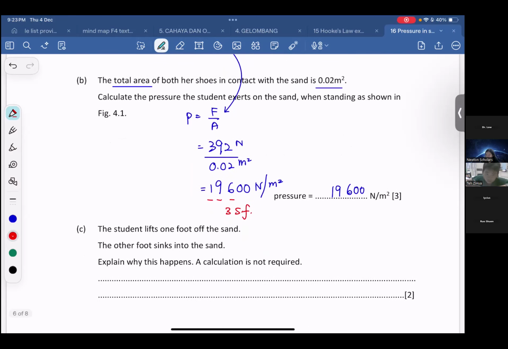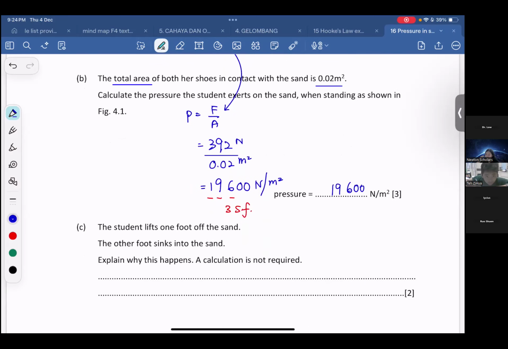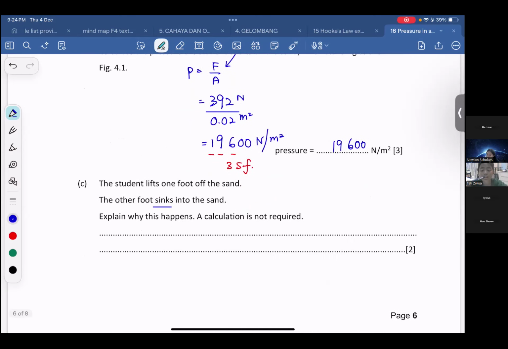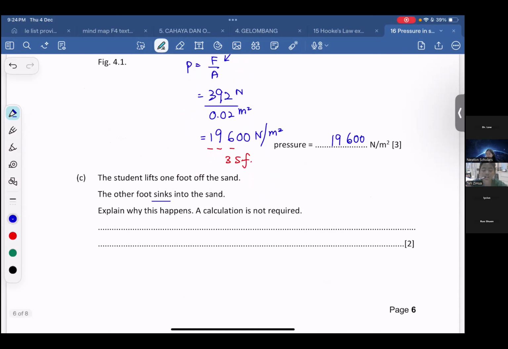Okay, the student leaves one foot off the sand. The other foot will sink. If only one foot, then it will sink. Explain why this happened. No need to do calculation. Of course, if you don't know, then you do calculation. Crystal, correct. Zihua, correct. Okay, why did this happen? It sinks because of high pressure. Why high pressure? Because of the smaller surface area. So greater pressure.